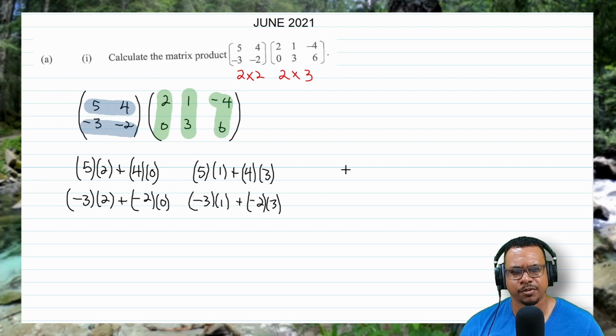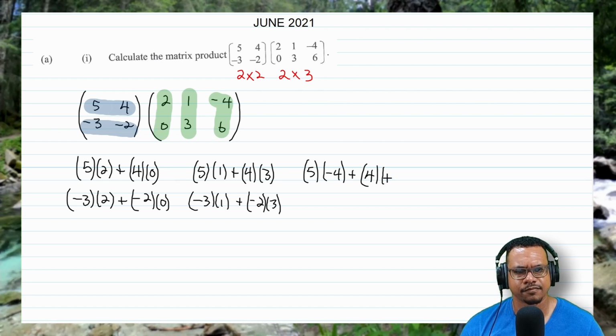Now come across to the top right-hand side. So top right-hand side, 5 by negative 4 plus 4 by 6. And then coming down now to the bottom right-hand side, negative 3 by negative 4 plus negative 2 by 6.